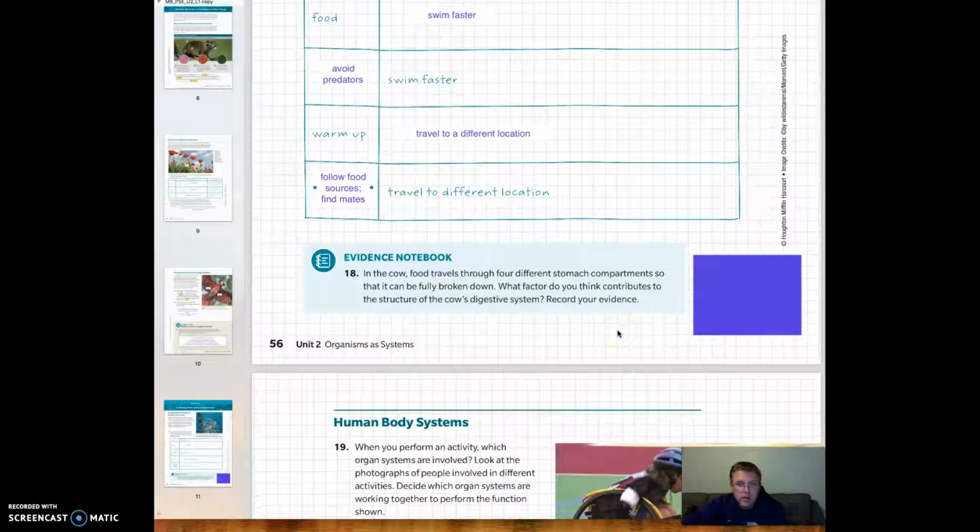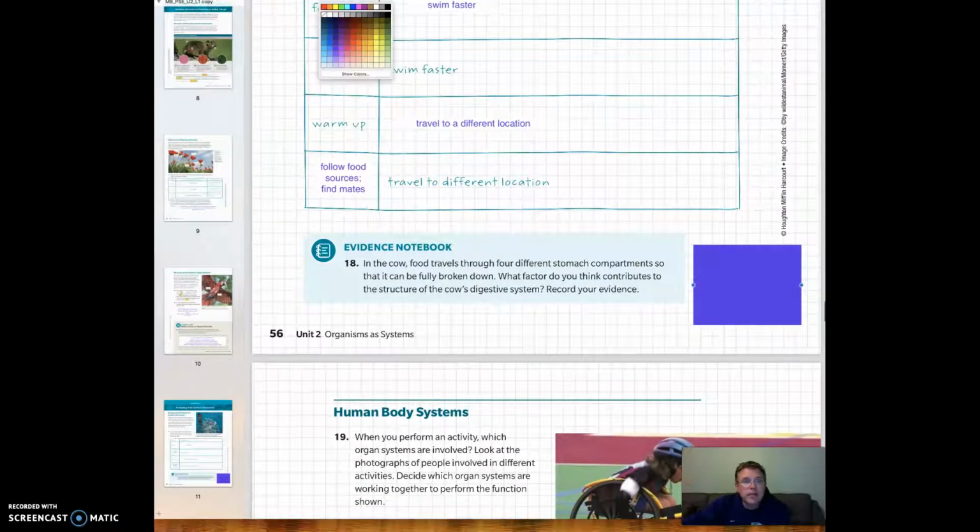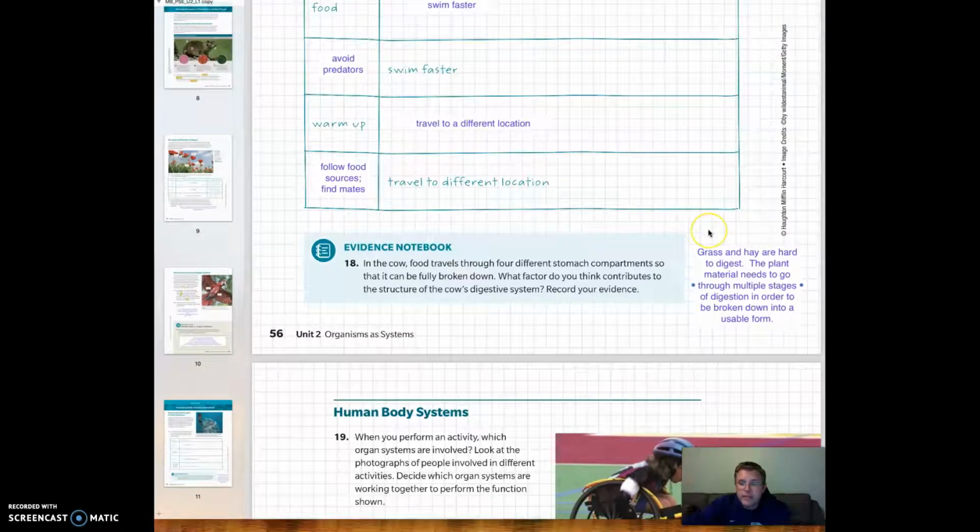Okay, so back to our cow from the beginning of this lesson. It says, in the cow, food travels through 4 different stomach compartments so that it can be fully broken down. What factor do you think contributes to the structure of the cow's digestive system? Record your evidence. Basically, the biggest thing here is that the cell walls of grass and hay are hard to digest. You as a human actually cannot digest these things. That's why you can't just eat alfalfa or eat grass all day long.